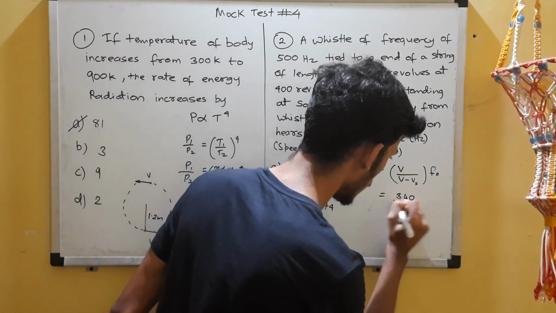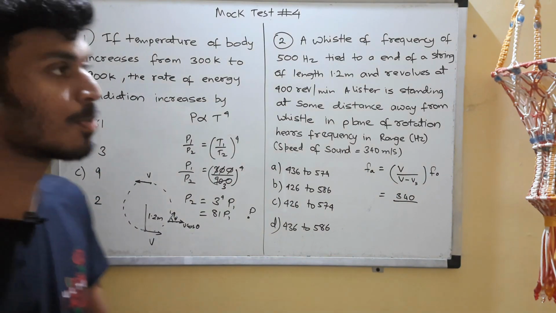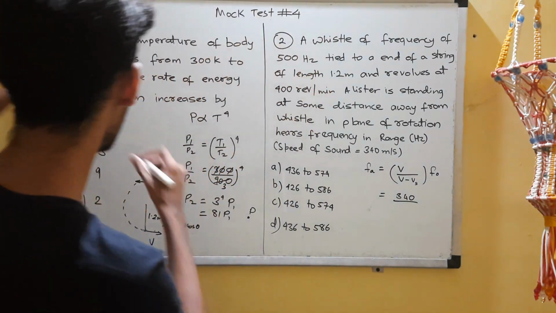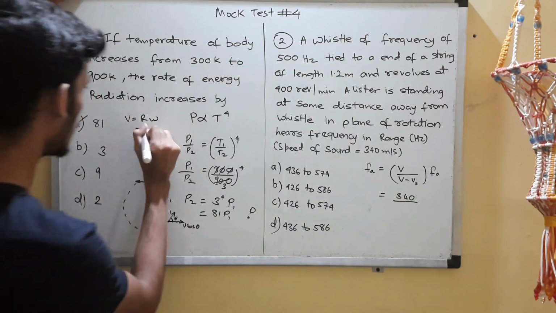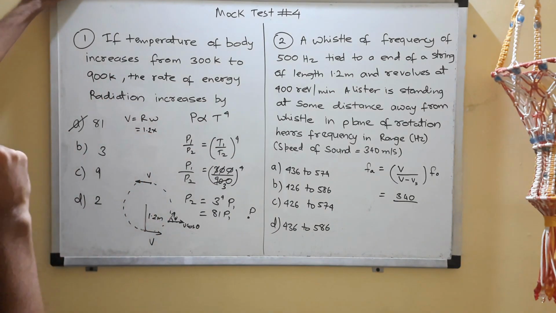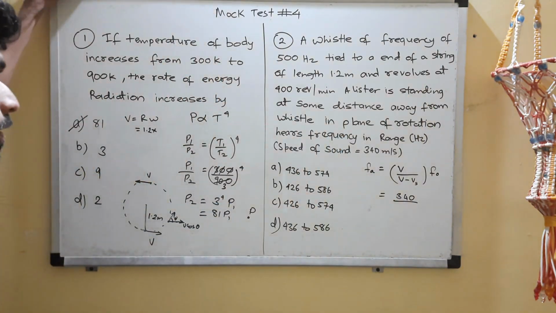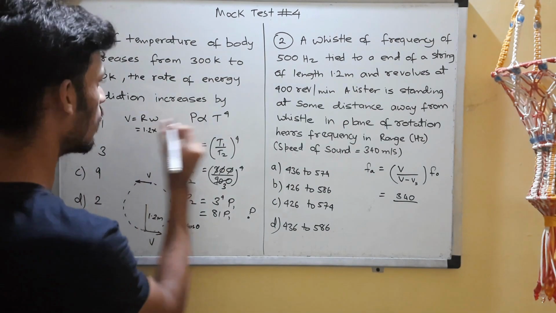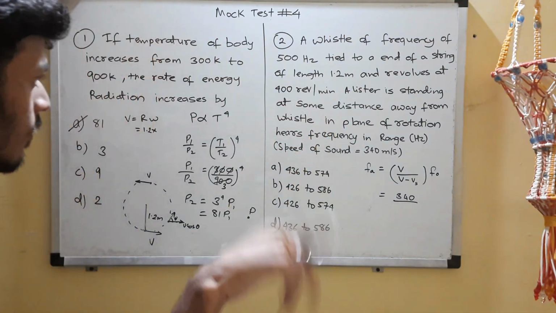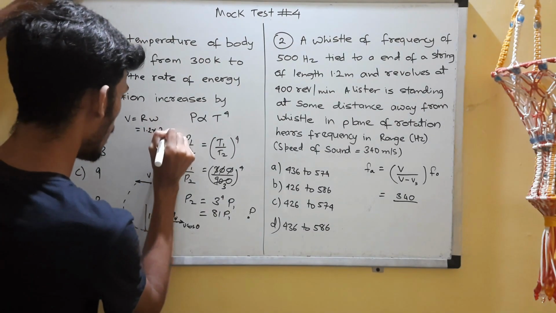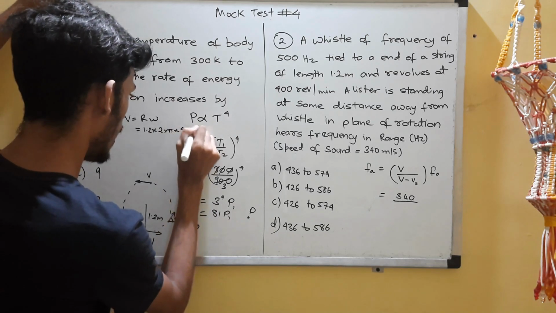So this will be 340 upon 340 minus the velocity at this point. How will you find that? It will be given as v equals r omega. r is, if you see, 1.2, but omega is not given. It revolves at 400 revolutions per minute. So this is not omega, this is your f, the frequency, revolutions per minute. So omega is 2 pi into f.